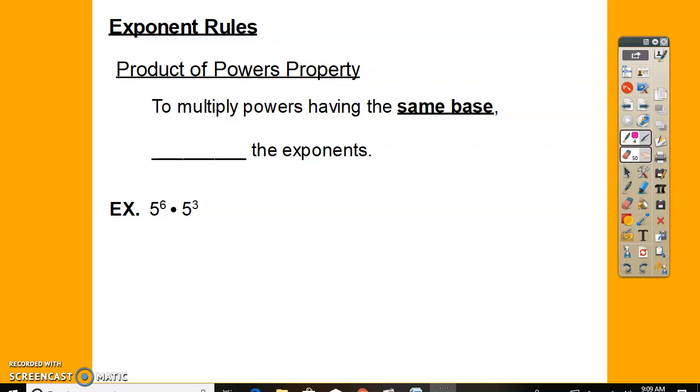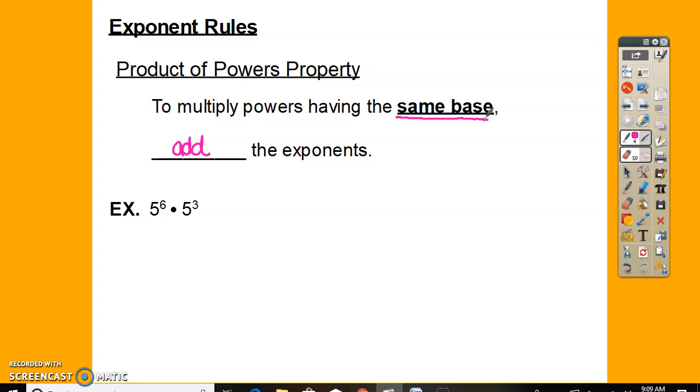Okay, this is concept number 3, which is starting into exponent rules. So we have a few different rules that we're going to cover in these notes. The first one is the product of powers property. If you're multiplying powers that have the same base, the trick is to add the exponents. What is extremely important is that they have to have the same base as one another.